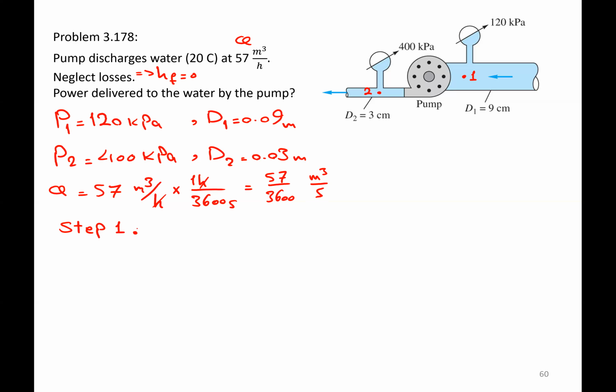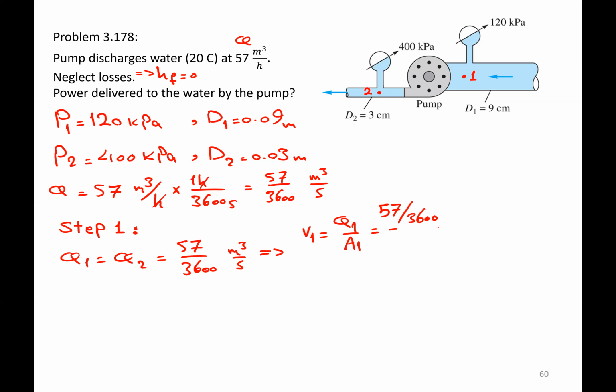is finding velocity of the flow before the pump, I mean velocity at point 1, V1, and velocity of the flow after the pump, V2, using the given volumetric flow rate. We know that from conservation of mass, Q1 is equal to Q2, which is equal to the given volumetric flow rate, 57 divided by 3600 meter cube per second. So V1 is equal to Q1 over area 1. This is equal to 57 divided by 3600 divided by area 1.